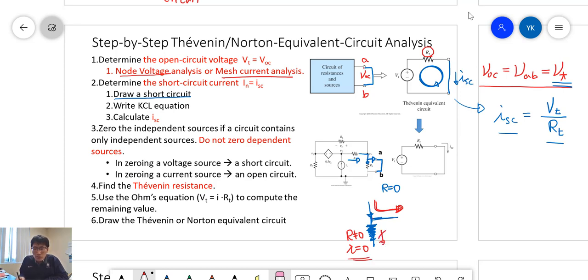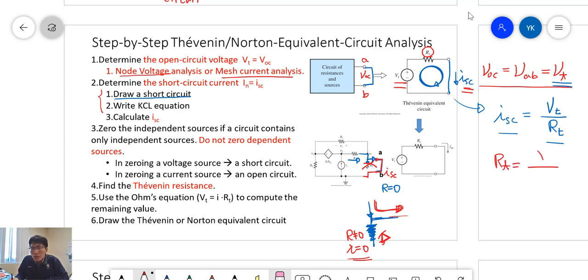No current, only they will flow in these directions. So intentionally you can draw the short circuit, and then this one's kind of nothing, no current, and then you can recalculate the current on here. So that's one of the methods to find the short circuit current. If you find the short circuit current and voltage, then you can calculate the remaining value R by using Ohm's law.